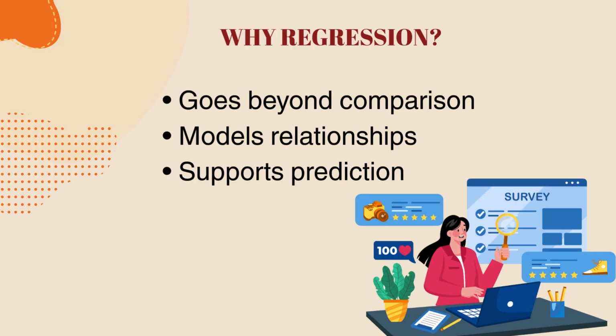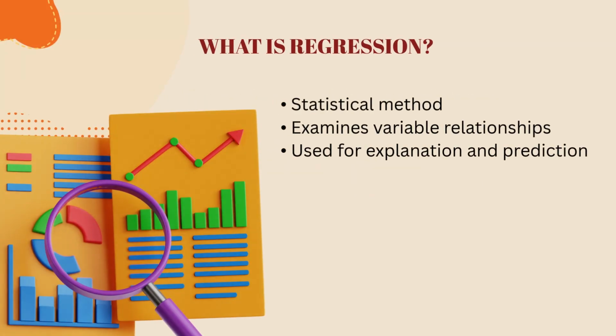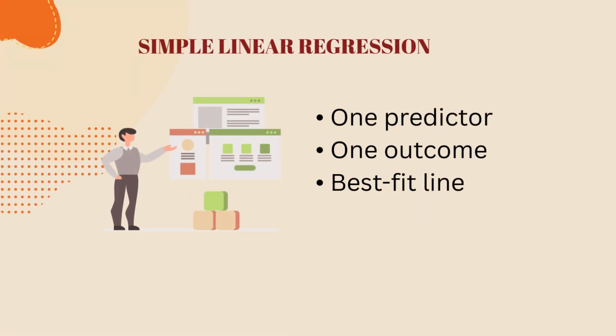Moving beyond testing. Why regression matters. While hypothesis testing focuses on comparing groups or outcomes, regression helps us understand relationships between variables. It allows us to model how changes in one variable are associated with changes in another. What is regression? Regression is a statistical method used to describe and quantify relationships between variables. It helps us predict an outcome based on one or more predictors and understand the direction and strength of those relationships.